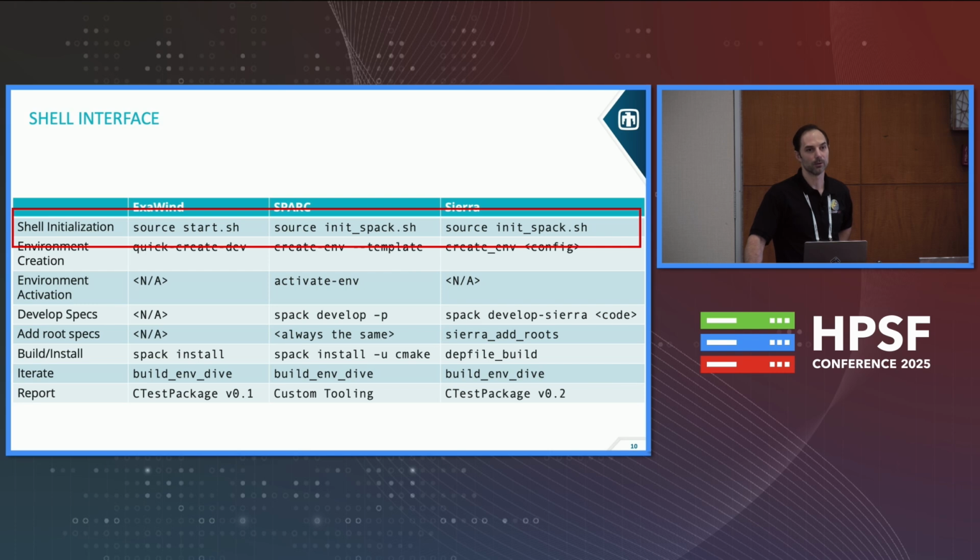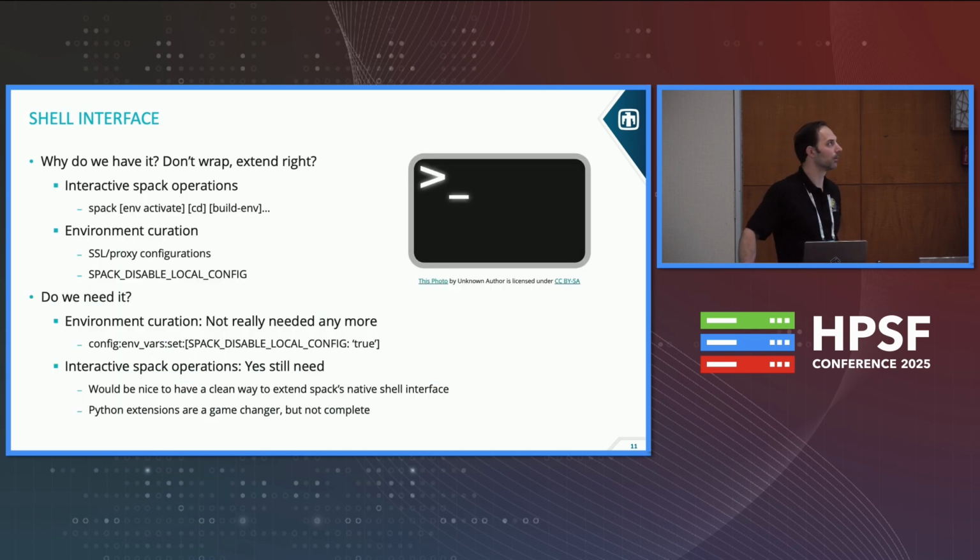Spack has a shell interface already for those who use it, where you source a file and then you start getting shell stuff. So why are we doing it again for the applications? And if you've seen any of my talks in the past, or if you've worked with me, you may be saying I'm a hypocrite here, because I always say, well, we don't want to wrap Spack, we want to extend it. However, I would maintain that for right now, we do need a shell interface for applications.